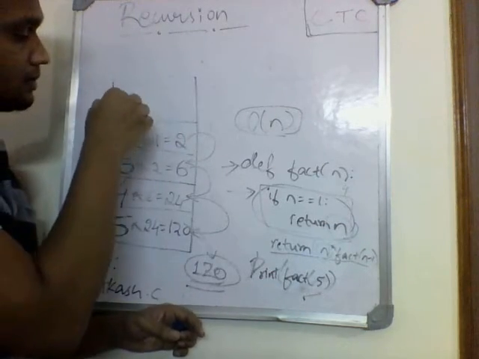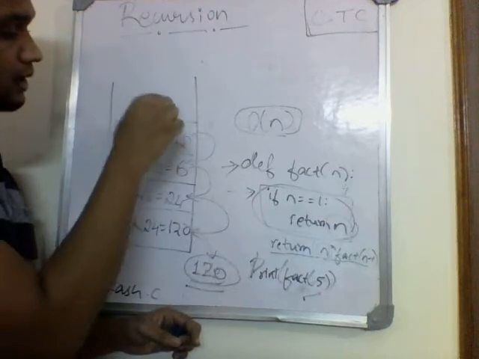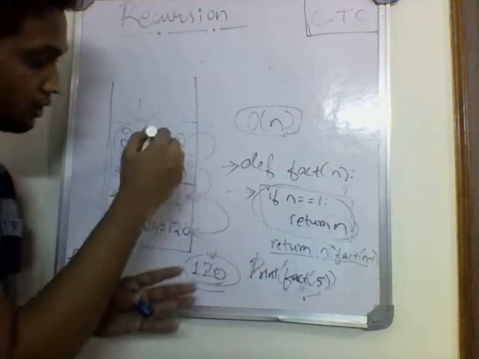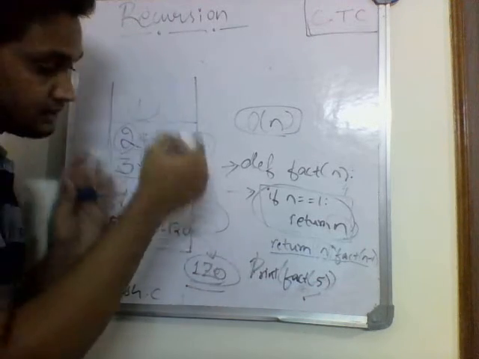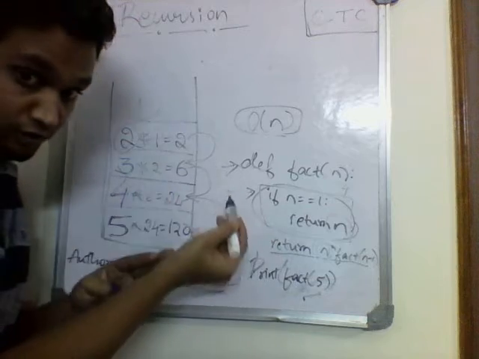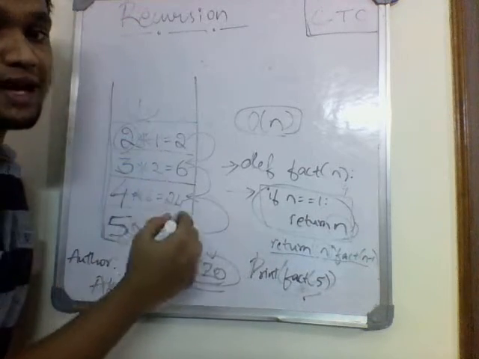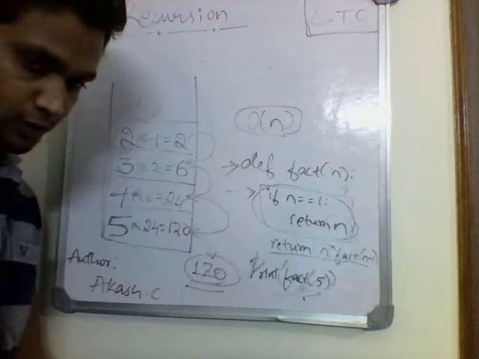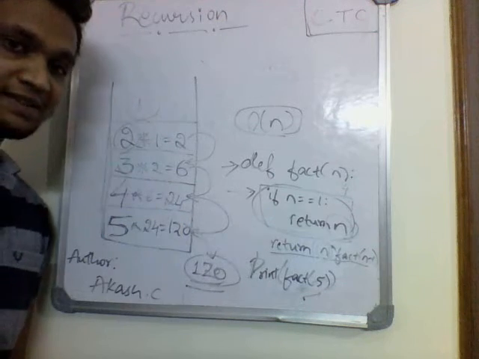So basically 1 was over here, 1 returned to 2, 2 times 1 got 2, 2 returned to 3, 3 times 2 got 6, 6 returned to 4, 4 times 6 got 24, 24 returned to 5, 24 times 5 got 120. That's our output. So this is how recursion works.